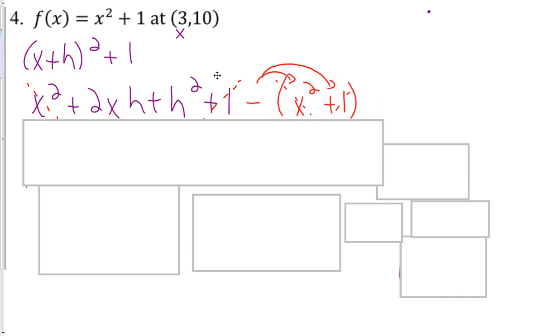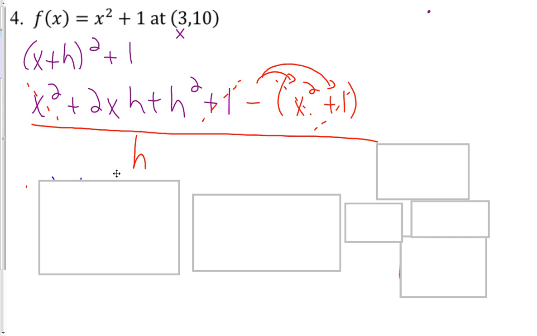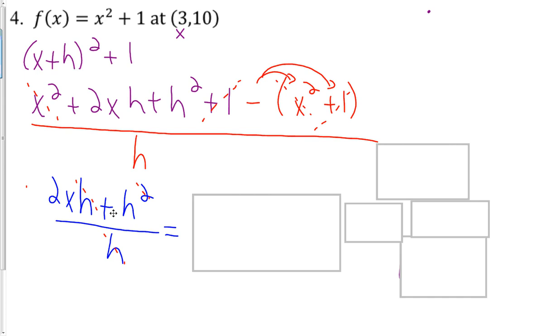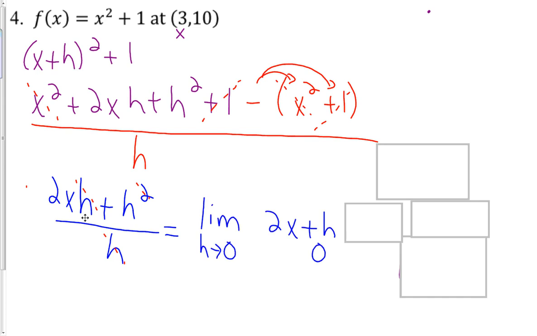And yes, there's already some red marks here. Those are what cancels. Anything that doesn't have an h should cancel. x squared cancels with minus x squared, plus 1 cancels with the opposite of plus 1, which would be minus 1. And then we divide by h. So we'll have 2x plus h here, which is repeated down here. And then now that that is done, we're doing the limit as h goes to 0. So this is 2x plus 0, which gives us 2x.